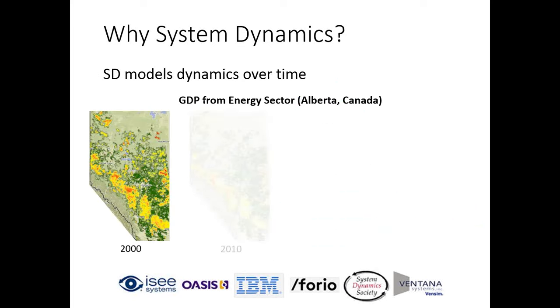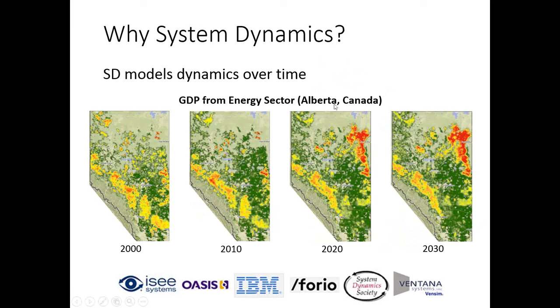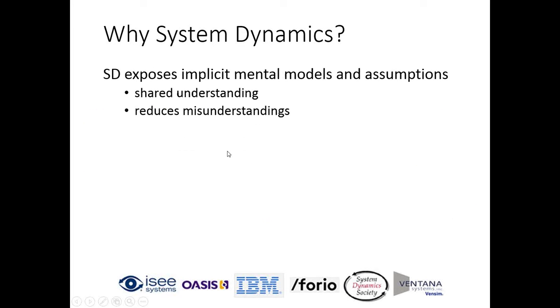As I said, we look at dynamics over time. We're looking at the GDP from the energy sector in Alberta, Canada that was predicted by a system dynamics model, and this is what it looks like in the GIS over time. You can see it's growing tremendously up in this area here, and roughly unchanged in this area over that time.